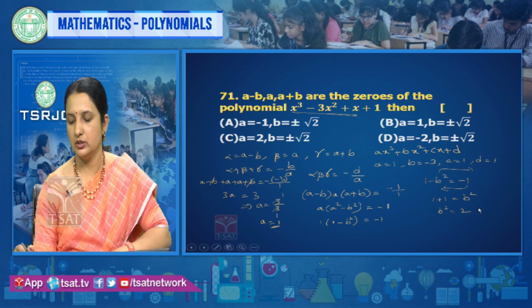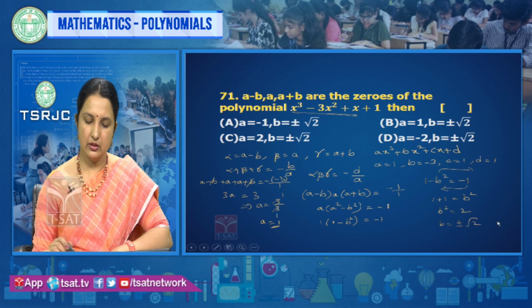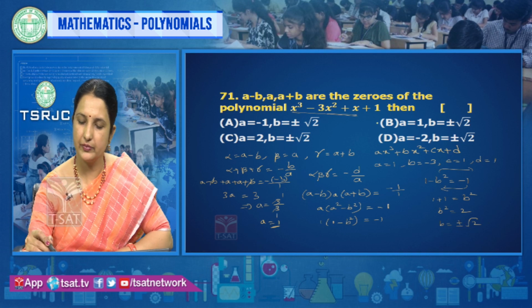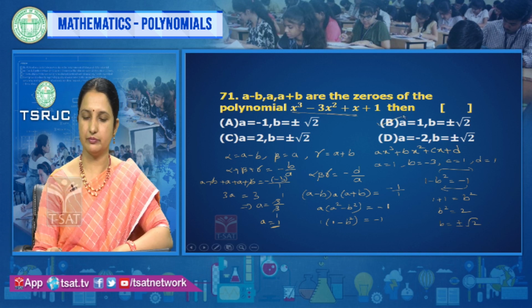1 plus 1 is 2. Then b equals to plus or minus root 2. So a equals to 1, b equals to plus or minus root 2. Where is it there? Option B is correct.